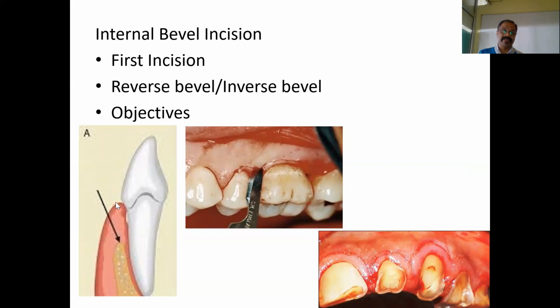Now, what this does basically is it removes this entire pocket lining. That is the first objective. The second one is it also thins the flap. Now when you see here, there's a beautiful internal bevel incision all around, going across the teeth. So this is your internal bevel incision, the first incision. It's also called the reverse bevel, or the inverse bevel. The objective, as I said, is that it removes the pocket lining and also thins the flap.